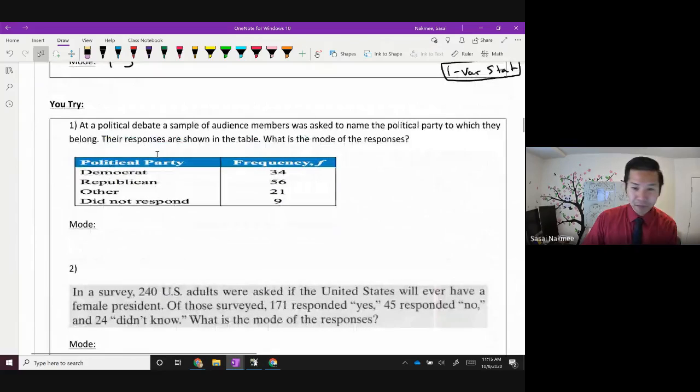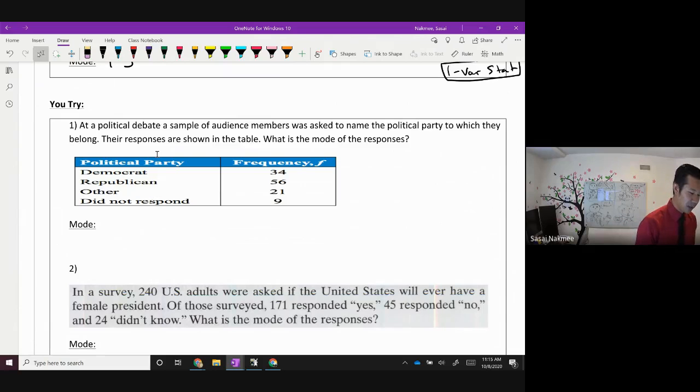Let's take a look here. Let's look at the next you try, where it's asking, at a political debate, a sample of audience members was asked to name the political party to which they belong. So they're at a debate, and this is before COVID, I'm assuming, so you could have actual people in the audience, and they asked the people in the audience what was their political party, right? 34 of them said that they were Democrat, 56 of them said that they were Republican, 21 said other, and 9 did not respond. And this is only asking you for what is the mode, right?